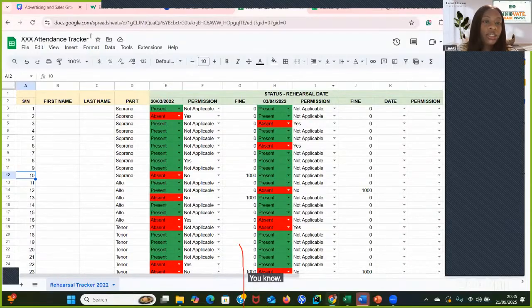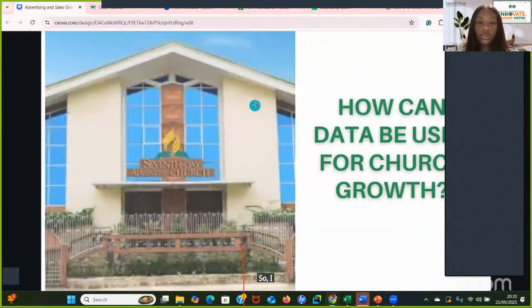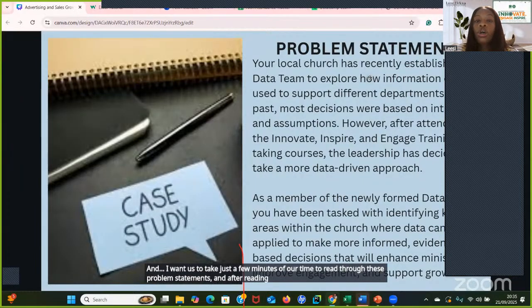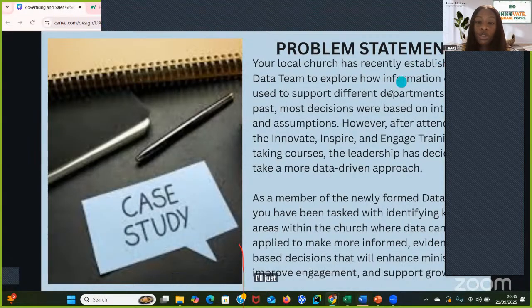So I have a case study that I would want us to discuss. I would want us to take just a few minutes of our time to read through these problem statements. And after reading through it, we would discuss how we can move from here using data. I'll just give us a few minutes to read through it.